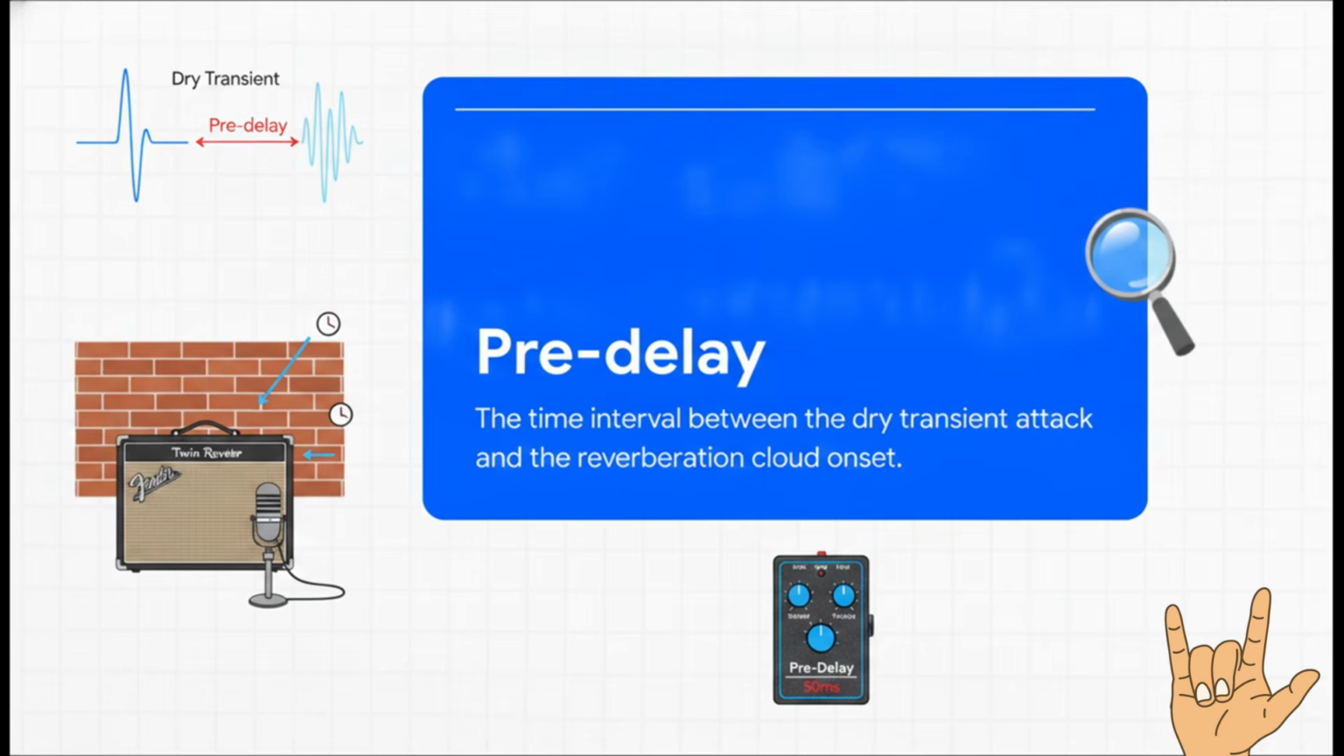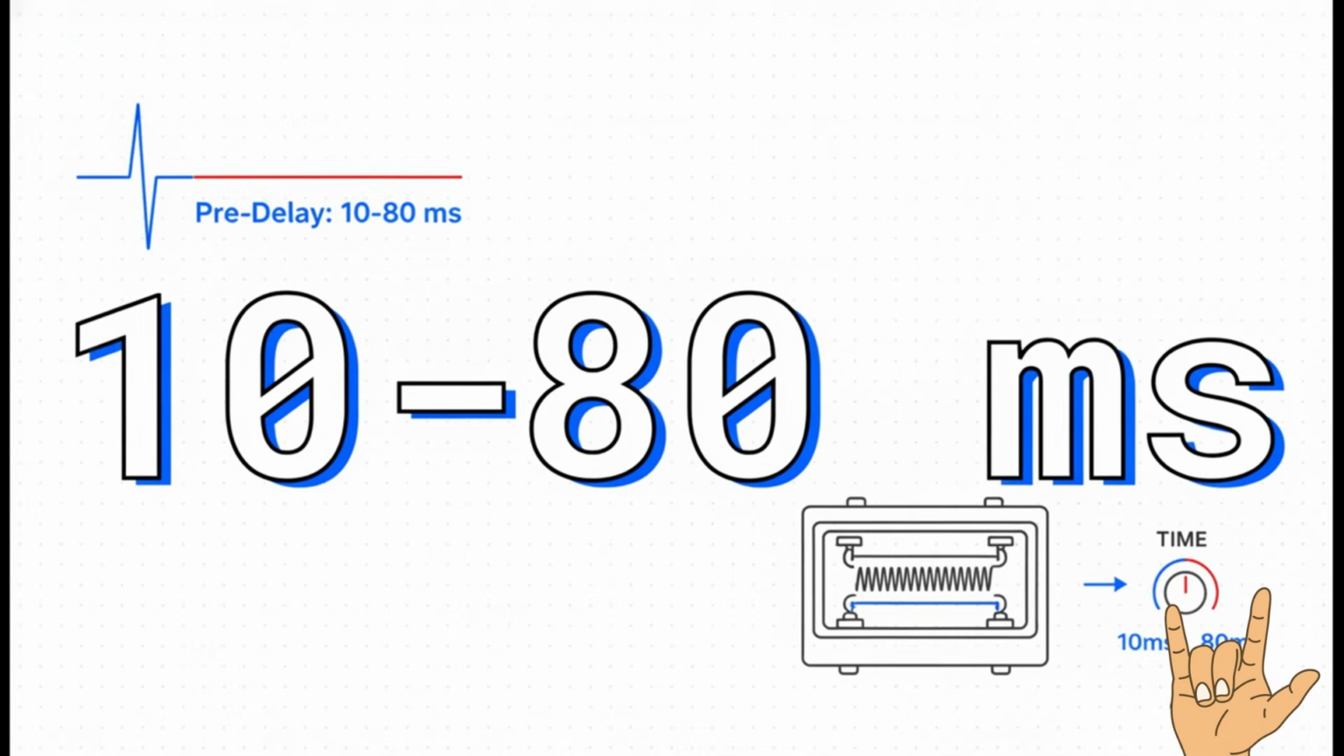Pre-delay is the exact time interval between the dry transient attack and the onset of the reverberation cloud. Think about the physical world. It actually takes time for sound to leave your amplifier, travel to the nearest wall, and reflect back to you. Pre-delay replicates this physical delay, ensuring your fundamental attack punches right through before the acoustic simulation even begins. Setting this parameter correctly is precisely what keeps your guitar present and aggressive, even within a very dense mix.